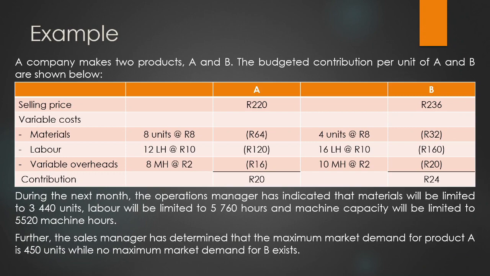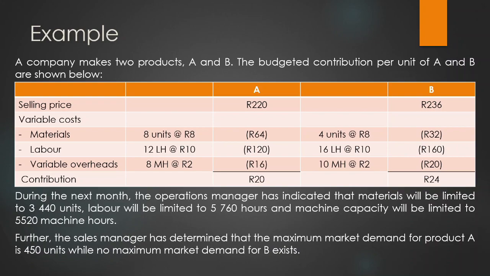Once we have identified the production constraints and found our feasible production area, our third step is to determine the objective function. For this scenario, our goal is to maximize the contribution from products A and B. How would we calculate our combined contribution for products A and B?